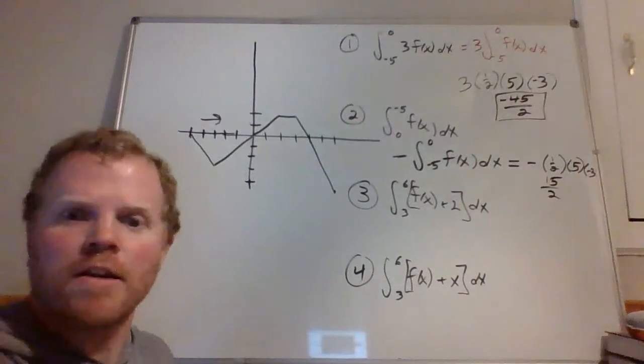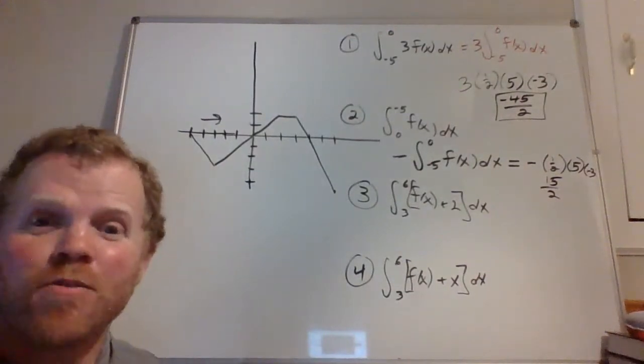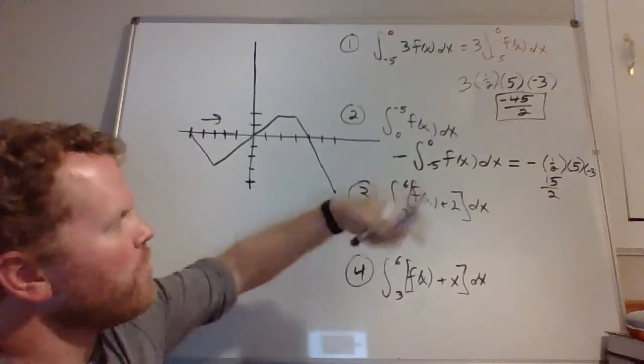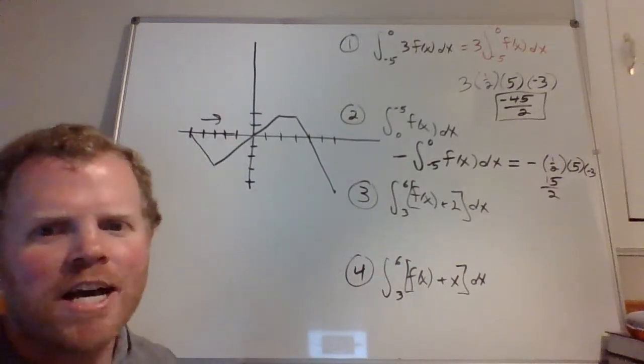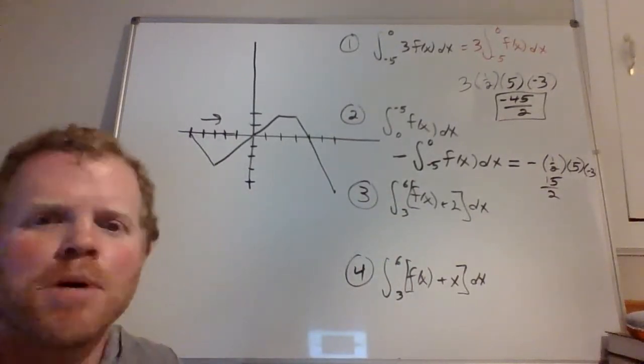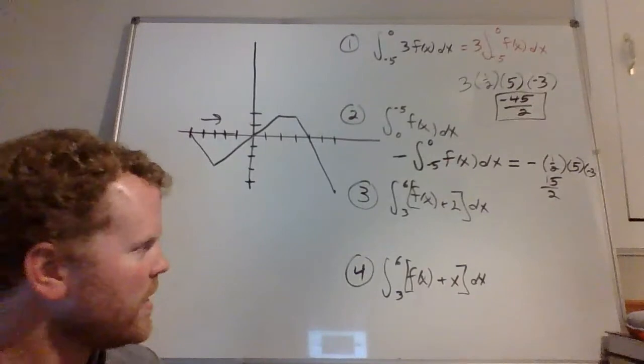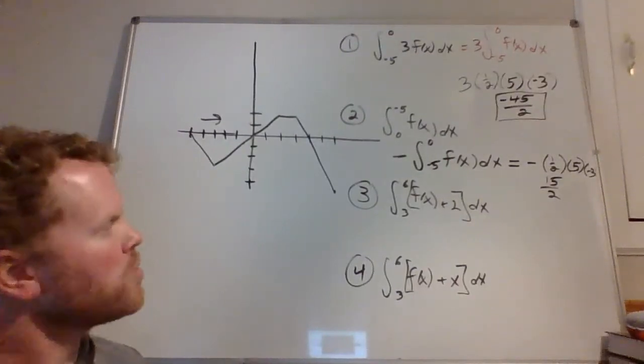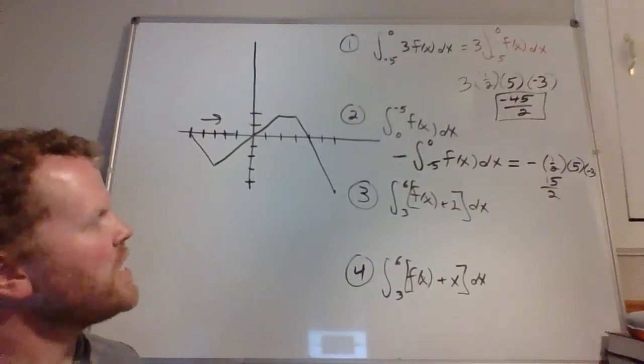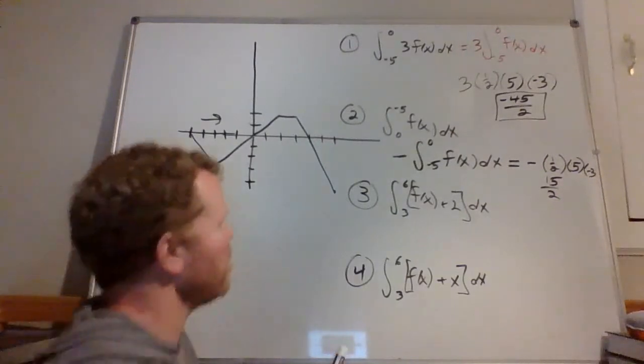So take your pick. Either make the base of your shapes negative when you're going right to left, or just reverse the limits, throw a negative in front. That's what most people do, but you can just make the base negative, and that should be fine. The next one is telling you to integrate from 3 to 6, so that's basically all of this region.